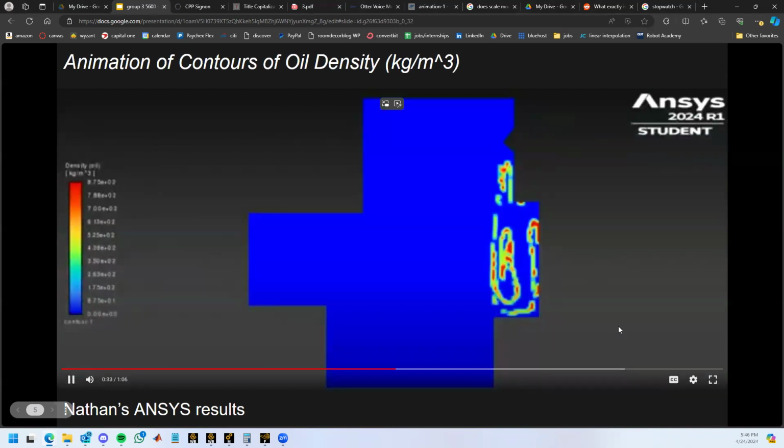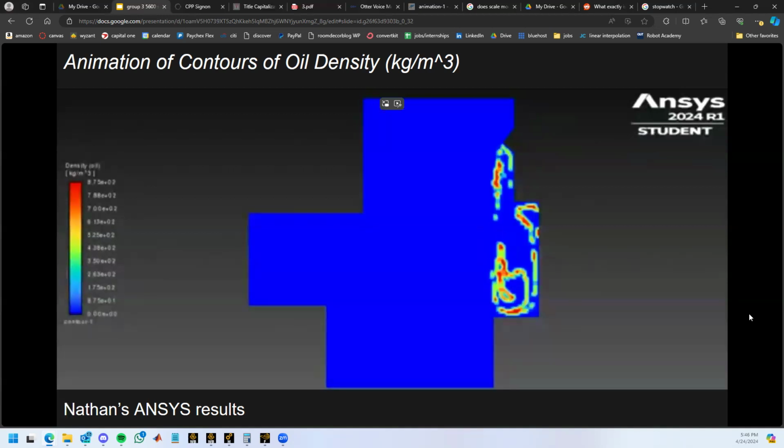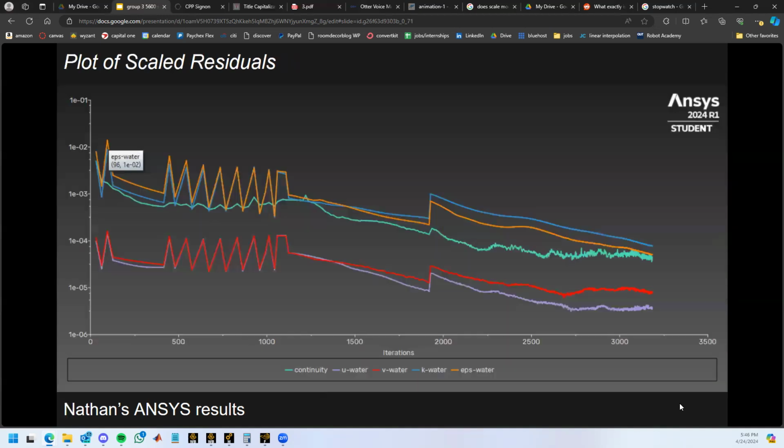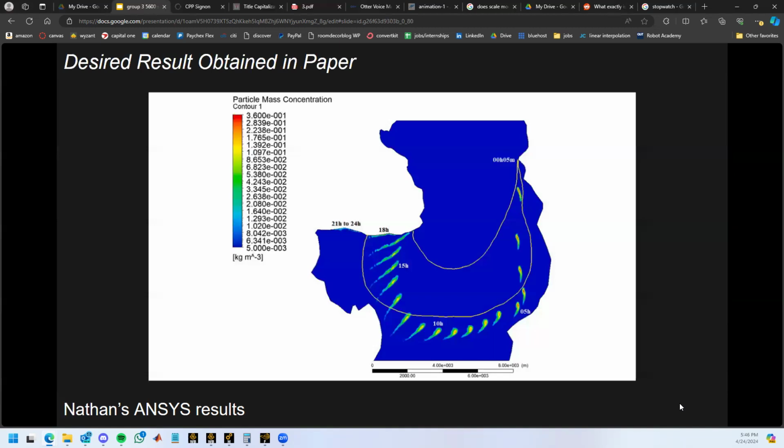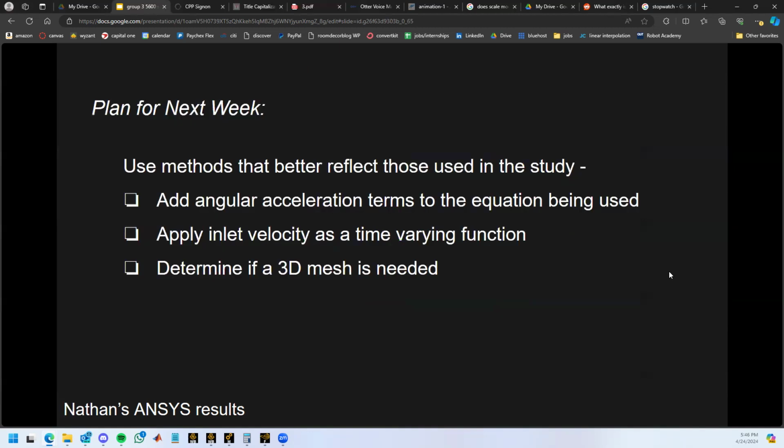So it's behaving fairly well, but it's still not close to the desired result, which is what they got in the study, which is the spread coming out here to the left more. So next week, to get closer to this, I'm going to add an angular acceleration term, change the velocity at the inlet to a time varying function, and then check if I need a 3D mesh to simulate properly.